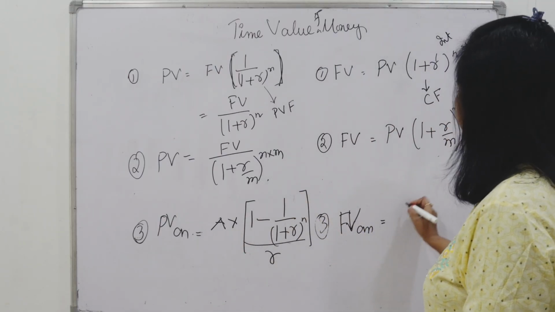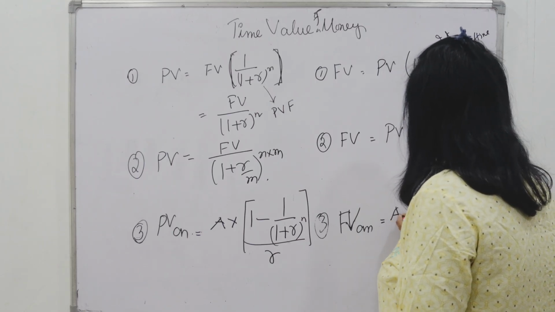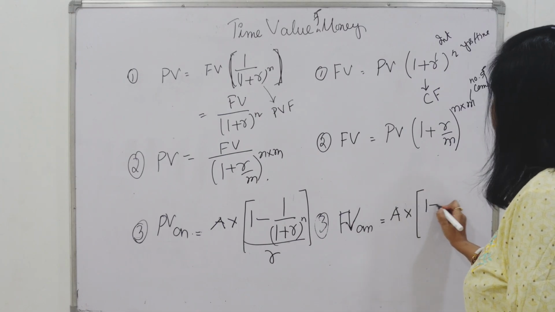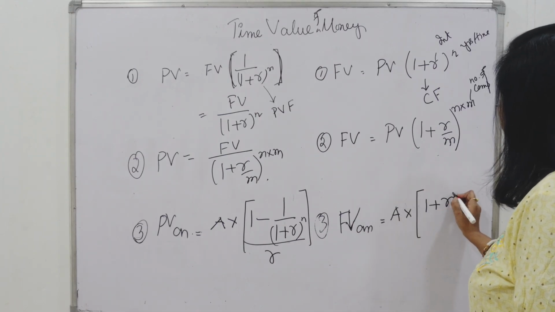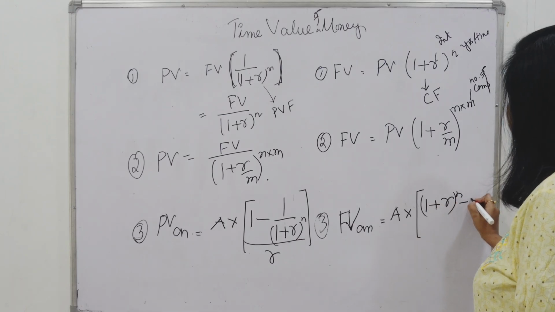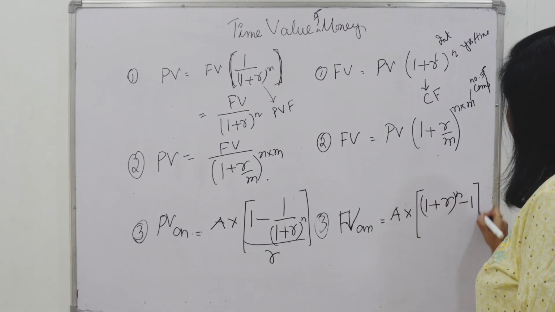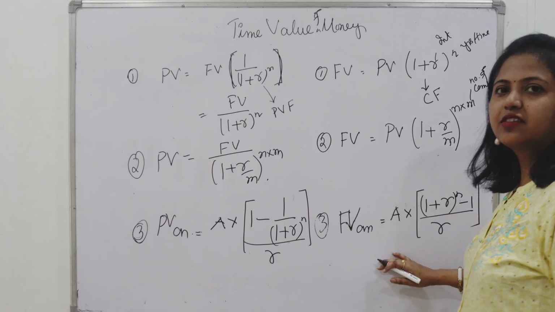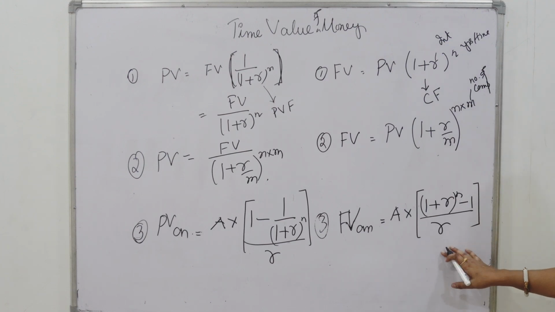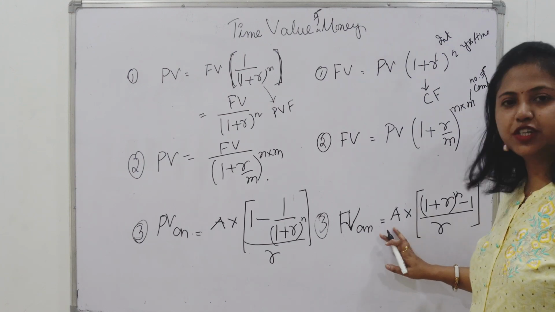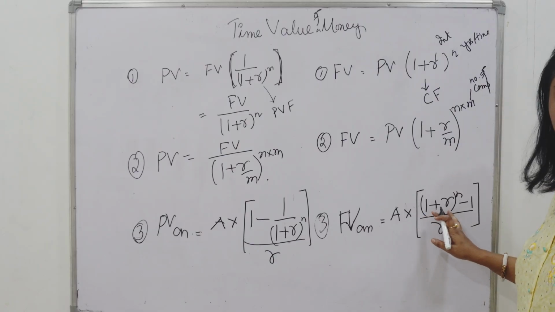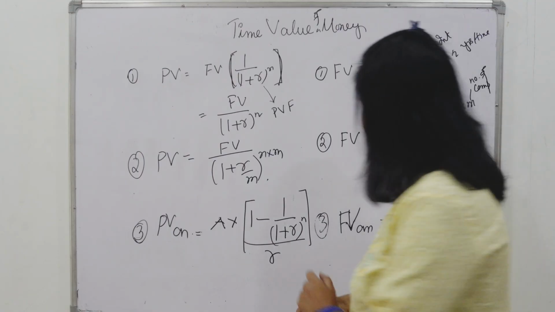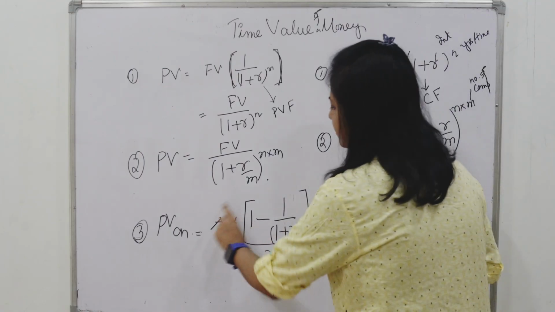Future value is equal to annuity into 1 plus r to the power n minus 1, whole thing divided by r. This is the formula for the future value of annuity: annuity into 1 plus r to the power n minus 1 divided by r. Okay friends, so what is A? A is the annuity value.